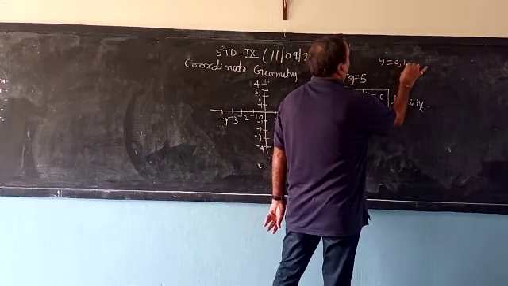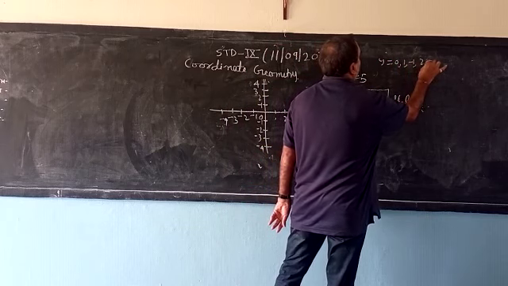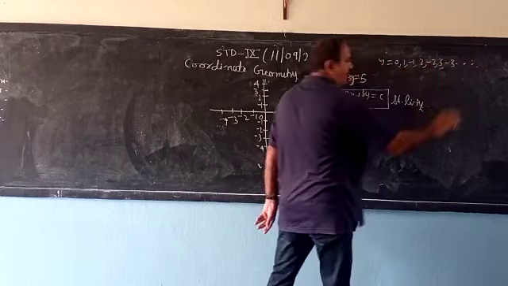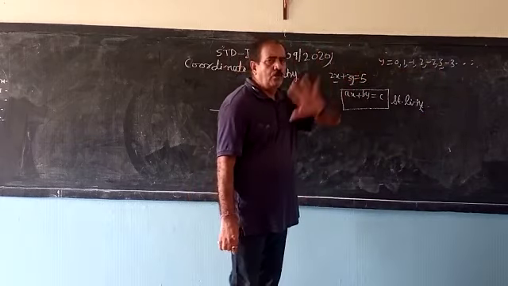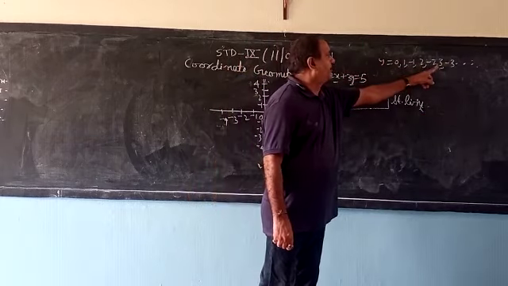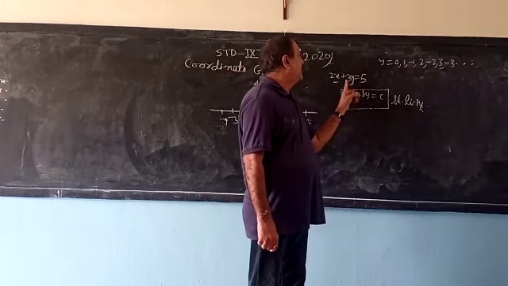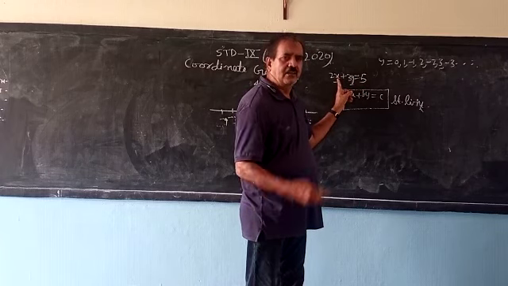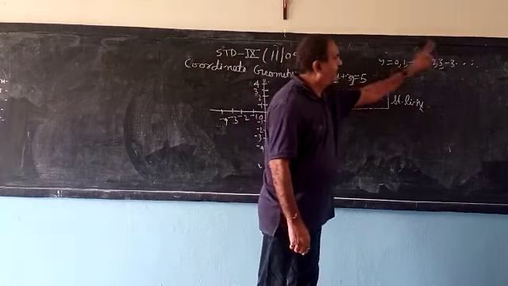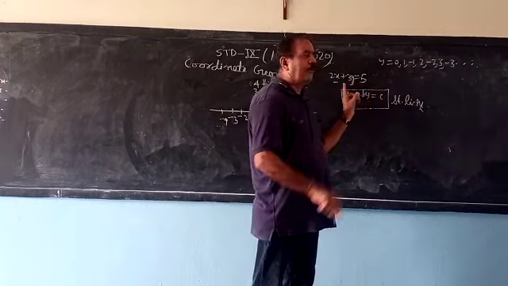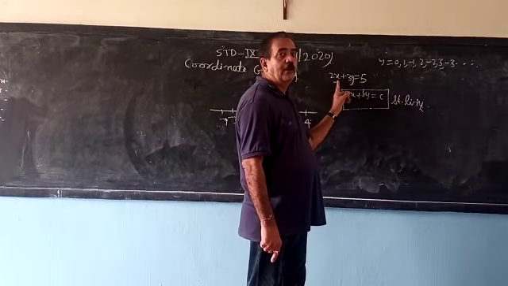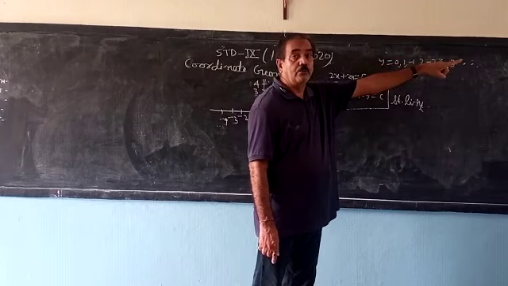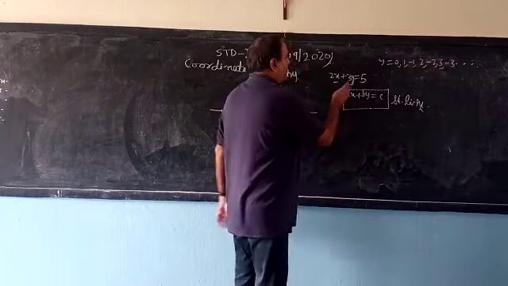0, 1, minus 1, 2, minus 2, 3, minus 3. Why this many values? Suppose after putting y is equal to 3, the corresponding value of x comes as a fraction. We will not need that value, then we will take minus 3. Again, if for minus 3 the corresponding value of x comes as a fraction, again we will leave it. Then we will go to the next. Okay.